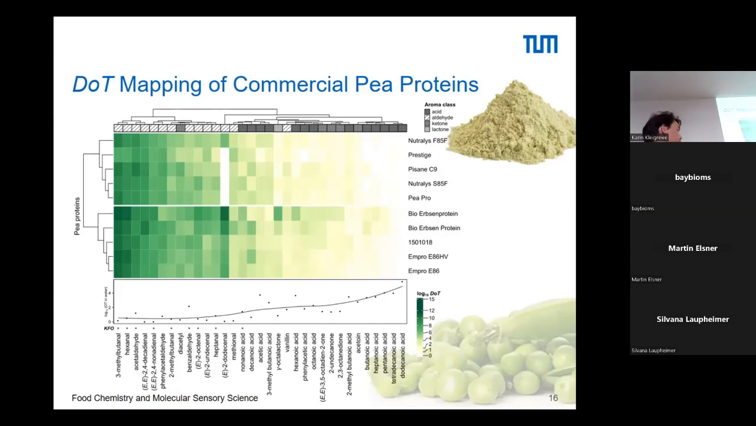This is basically shown on this slide, and you can see that especially the aldehydes, so this substance class, automatically cluster together within the left part of this heat map. And moreover, in this cluster, you can find 8 of 9 key food odorants identified in the Neutralis S85F pea protein. Therefore, we assume that these 9 KFOs are general KFOs among different commercially available pea protein products.